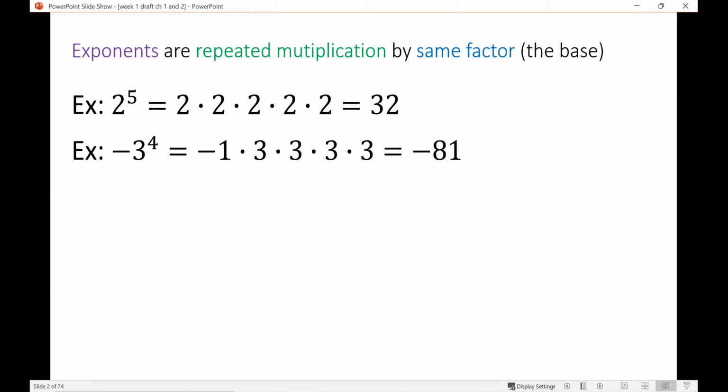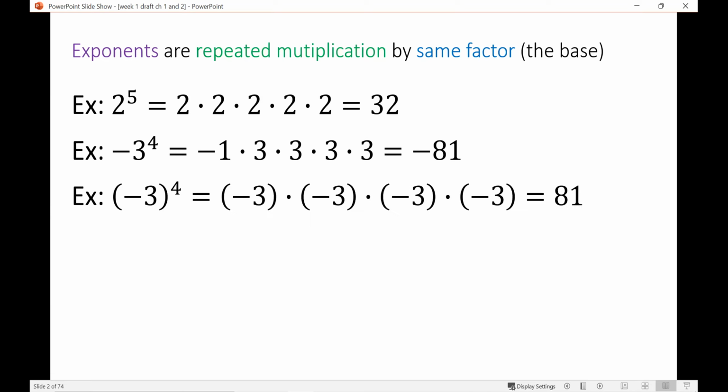Be careful when you see something like this, -3 to the power of 4. Exponents are tiny numbers, they have tiny arms, and so they can only control the number that they are directly on top of unless there are parentheses. So only the 3 is being raised to the power of 4, not the negative sign. If we put parentheses around it, that negative sign is also being raised to the power of 4.